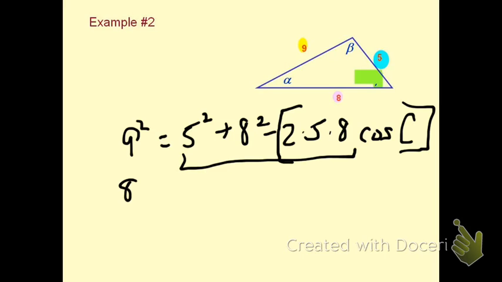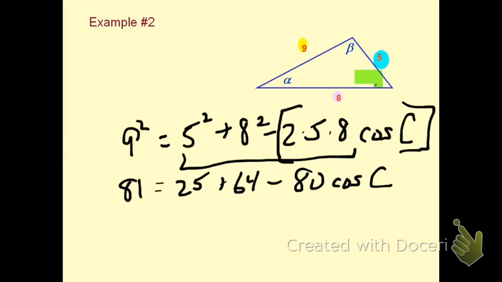You can take the rest of it, 81 equals 25 plus 64 minus, you can do those pieces separate, but then we're going to have 80 cosine C, and we have to leave the 80 separate from the 25 and the 64. So in other words, we can add the two together. These two can become 89, but don't subtract the 80 from the 89. It's not going to turn into 9 cosine C. We have to leave the 89 minus the 80 cosine C, and don't subtract the 89 minus the 80. You'll see what we'll do.